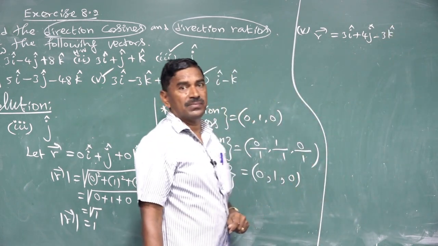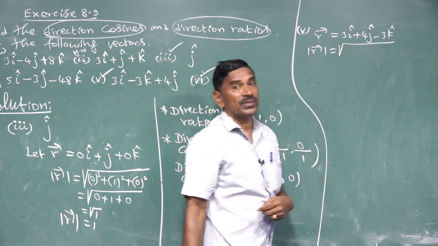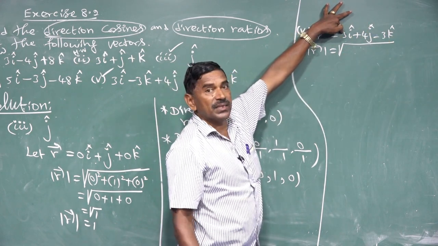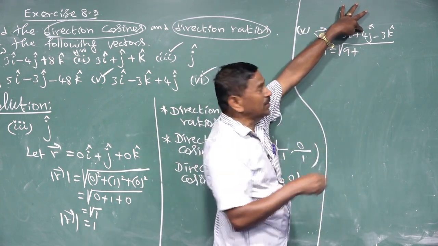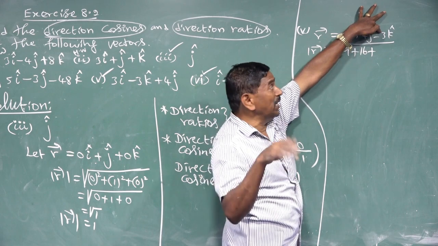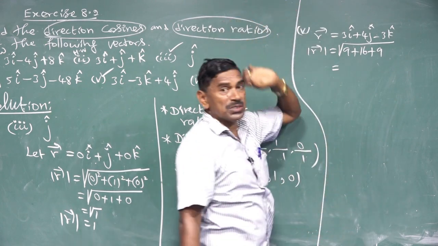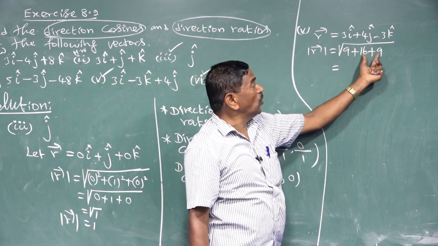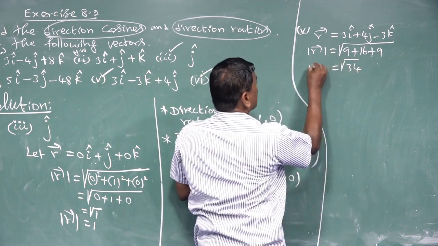Now apply yourself. Modulus r vector is equal to the square root of the sum of the squares of the i, j, k coefficients. 3 the whole square is 9, plus 4 the whole square is 16, plus minus 3 the whole square is 9, because minus the whole square is plus. 16 plus 9 is 25, 25 plus 9 is 34. So the square root of 34 is modulus r vector.